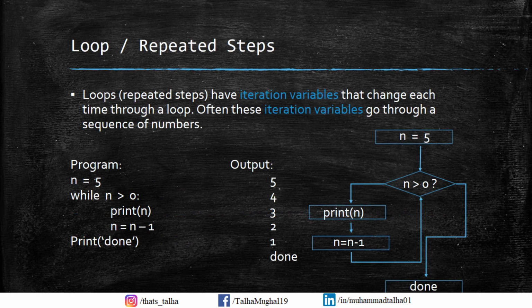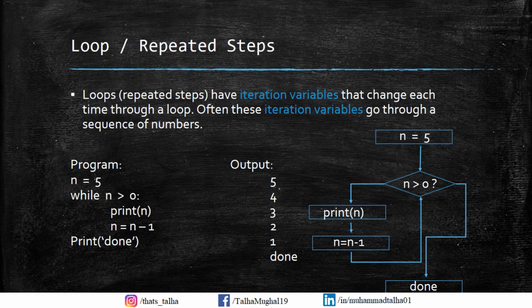Unlike conditional statements, in which we have to choose the direction or the flow of the program, loops deal with repeated steps. In other words, loops perform iterations. And those iterations have iteration variables that change each time through a loop. For every different iteration, the value of the iteration variable will be changed. Often these iteration variables go through a sequence of numbers, which are also known as arrays.